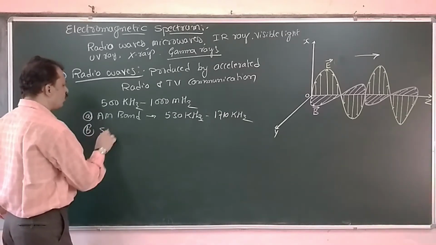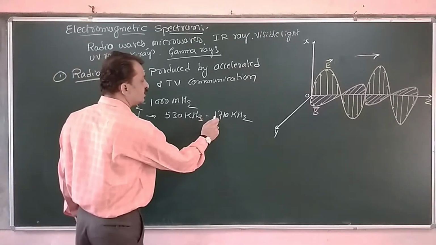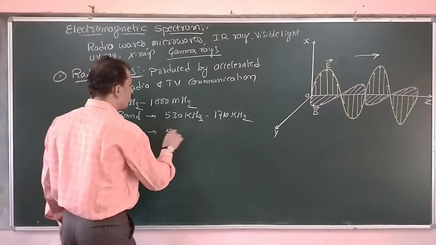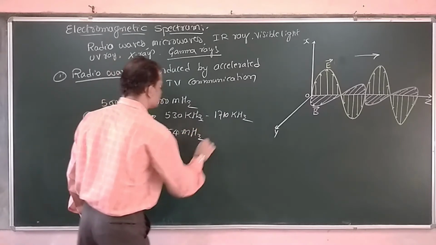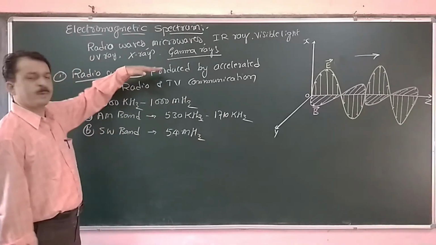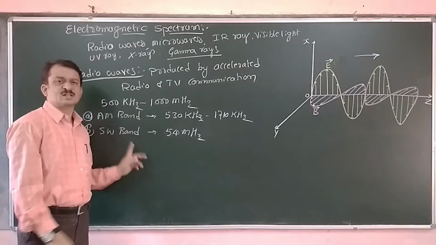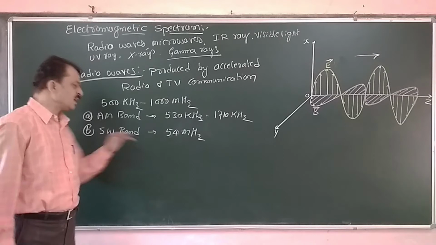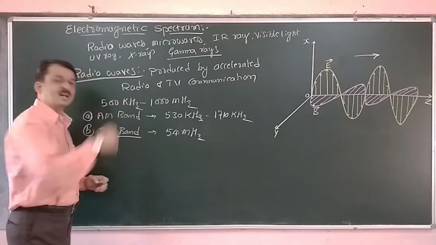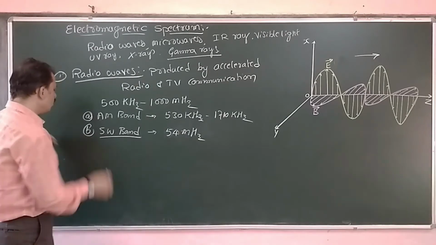Next we have the shortwave band. The shortwave band extends from 1710 kilohertz up to 54 megahertz. They are called shortwave bands. We can see that on the radio: in the upper region we have the AM band, and in the next region the shortwave bands, SW1, SW2, SW3, like that. These signals are reflected from the ionosphere, therefore they are shortwave bands.